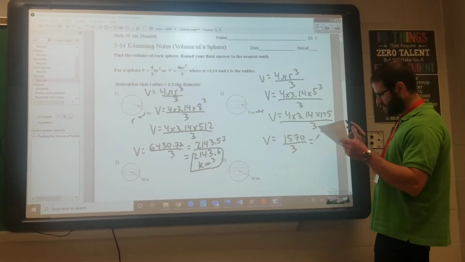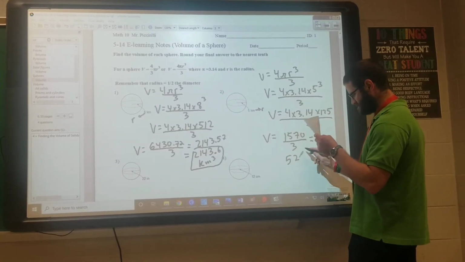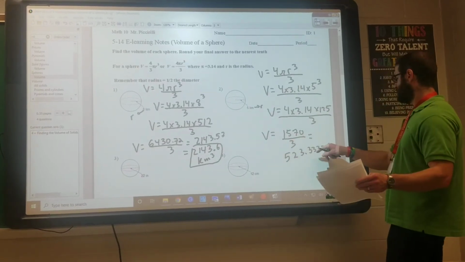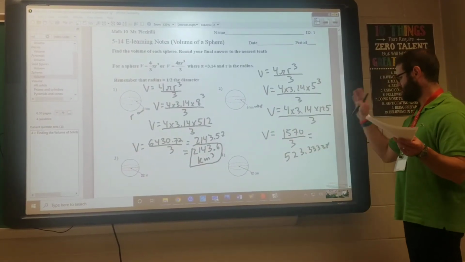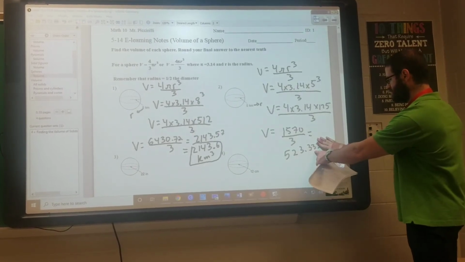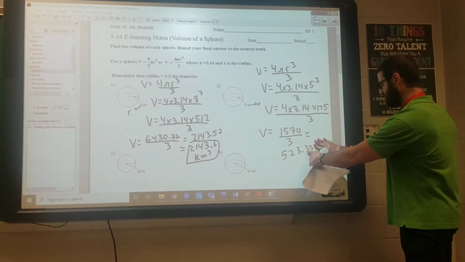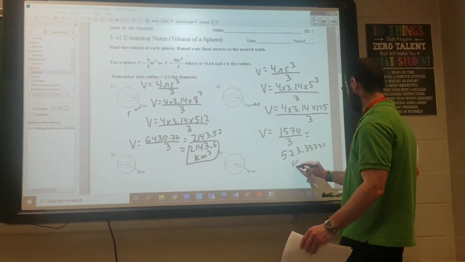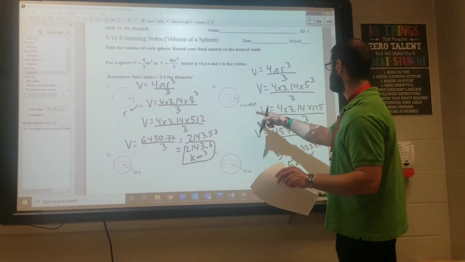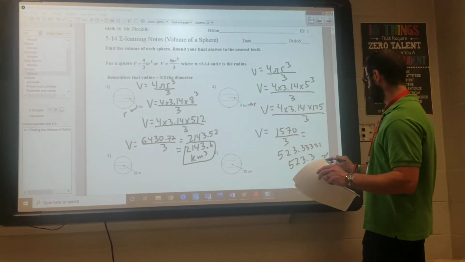Okay, and what I get is like 523.3333. So that would actually round to, again, we're just rounding to the nearest tenth since I just looked at the first two here, 0.33. So since the 3 here is less than 5, I round it down to 523.3, to the nearest tenth. So 523.3, that would be kilometers cubed.